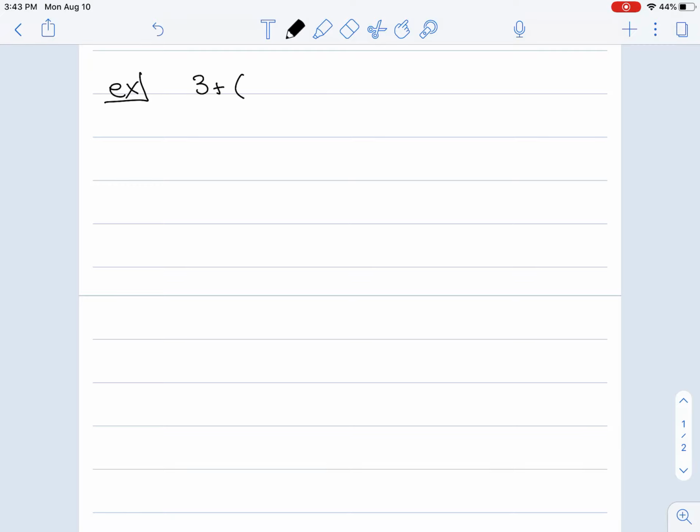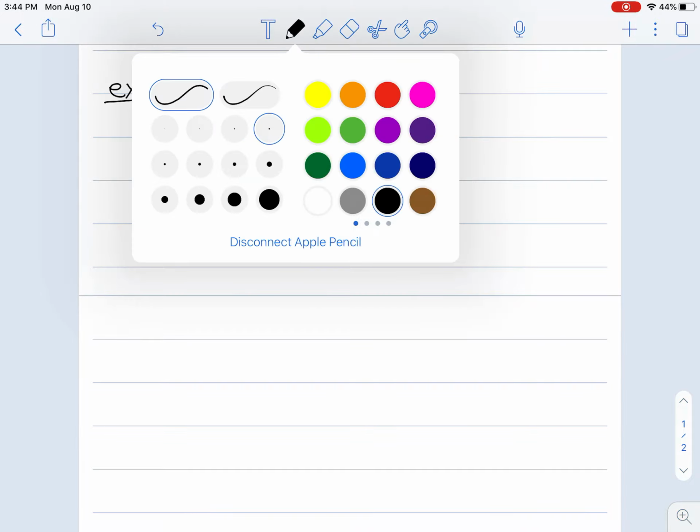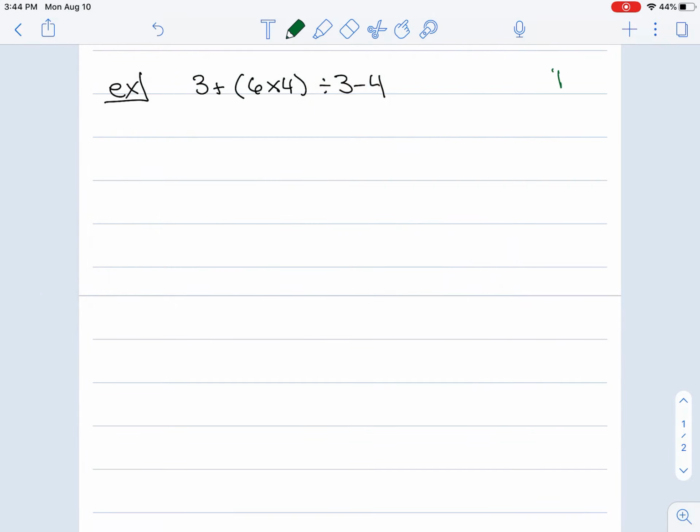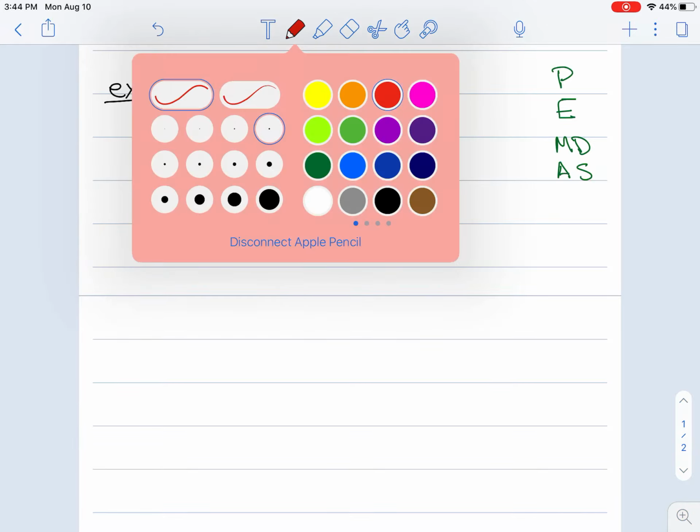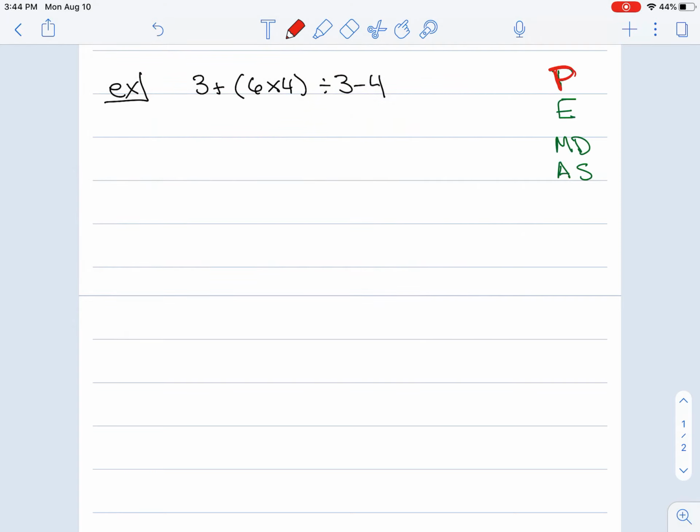So I have 3 plus (6 times 4) divided by 3 minus 4. Okay, I'm going to recopy down that PEMDAS over here just so that we remember it. So the first thing I'm looking for is that P in PEMDAS, those parentheses. I see some. So I'm going to do whatever's inside, whatever it says.